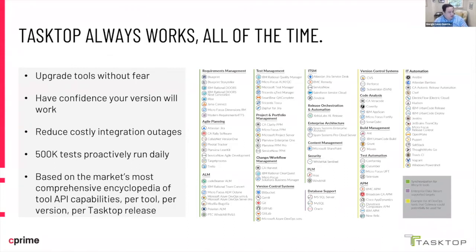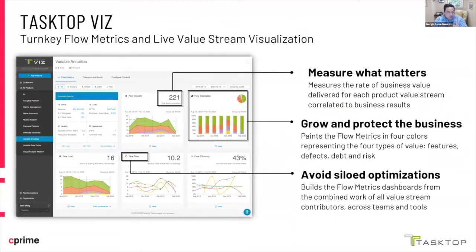Every day we do 500,000 tests to make sure, hey, that the connections are good and reliable, so that it's basically working all the time for you. And then because we have that kind of reliability with the connections and obtaining that information, we can visualize that with Tasktop Viz, which allows you to measure those things that really matter to you, assess and understand what product value streams are going to provide you growth and protect your business, as well as avoid those siloed optimizations that tend to happen, particularly in medium to larger organizations.